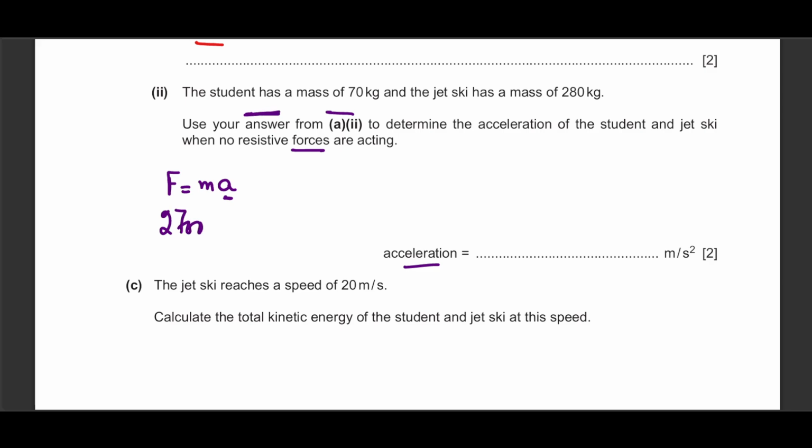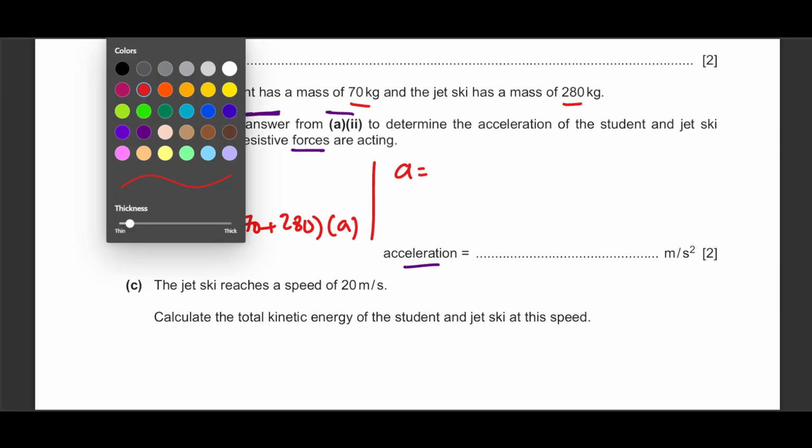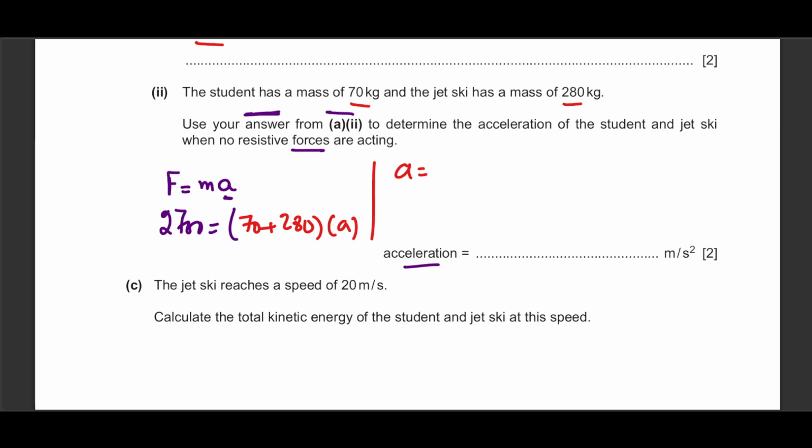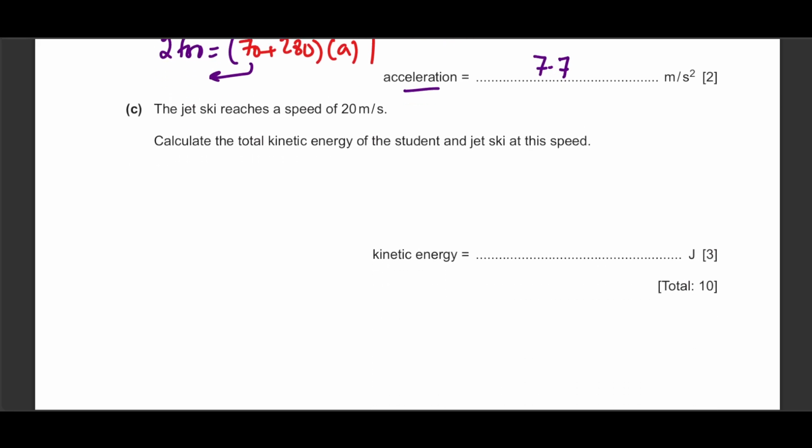So 2700 equals mass times acceleration. Now this will be a bit confusing. You might by mistake put only the mass of the person or the jet ski. Since they're both moving in the same direction, they're both experiencing this force. So it will actually be 70 plus 280 times acceleration. Again, that's a combined mass in this situation because they're both moving in that direction. When you take this to the other side to divide, this will be 7.71. Your answer becomes 7.7 to 2 significant figures.